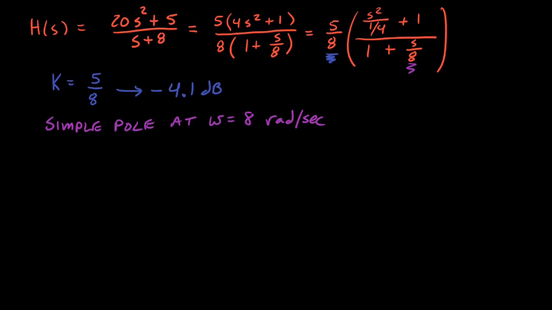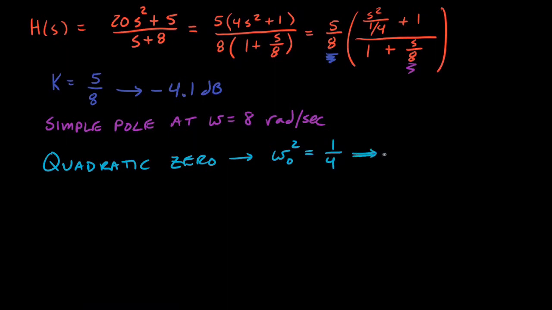And then I've got to deal with this thing in the numerator. It's s squared divided by 1 over 4, plus 1. Well, that's a quadratic term, right? The quadratic term would normally have an s squared, an s, and a constant term. And if you notice, the s term in there is gone. So what that means is that I have a quadratic, did I say a pole? It's not, it's a quadratic zero. The frequency for this quadratic zero is going to be omega naught squared equals 1 over 4, which means that omega naught is 1/2 radian per second.